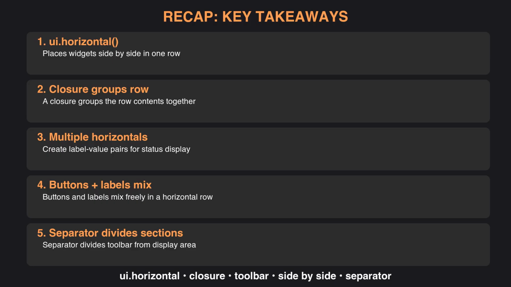Recap: 5 key takeaways. First, ui.horizontal places widgets side by side. Second, a closure groups the row contents. Third, multiple horizontals create label value pairs. Fourth, buttons and labels mix freely in a row. Fifth, separator divides toolbar from display.